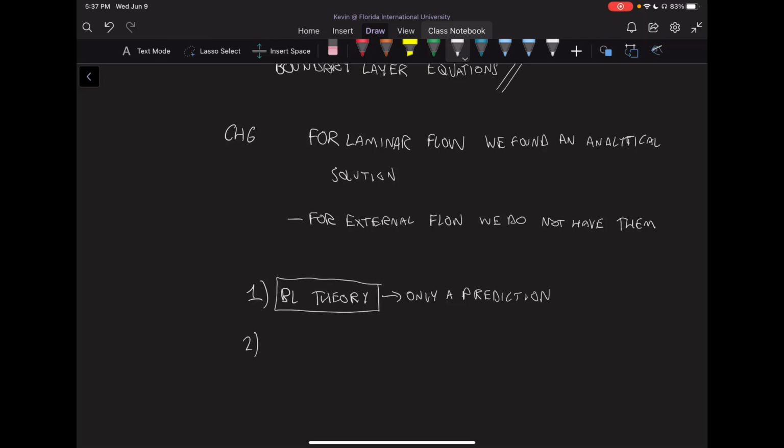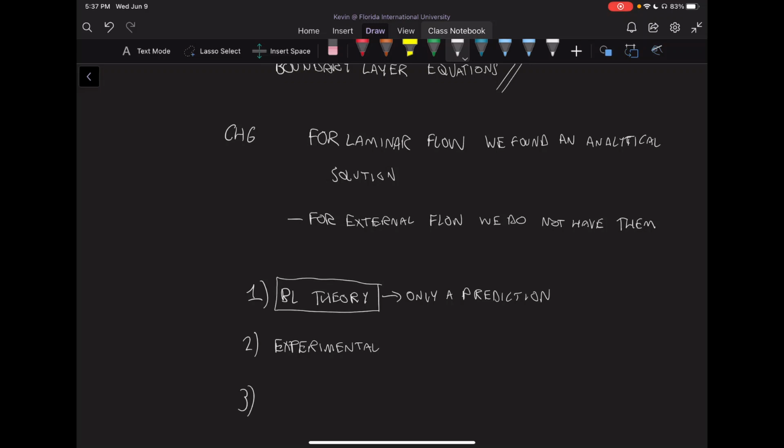The other way to approach it is to say, let's do some experimental results. Let's look at some experiments and find our solution experimentally. And that's usually the preferred method throughout history in order to find how a flow in an open flow with an object in an open flow would be found, through experimental testing.